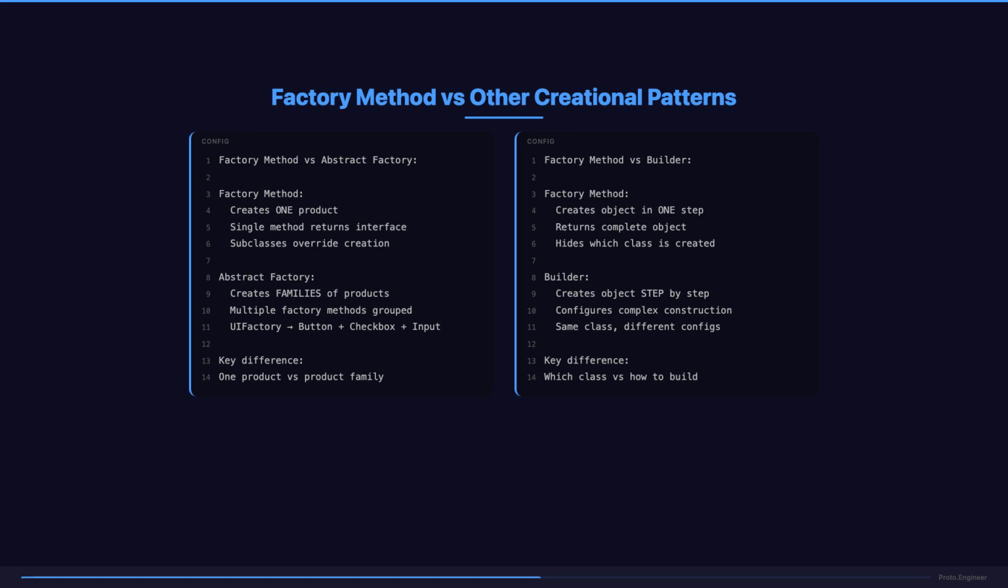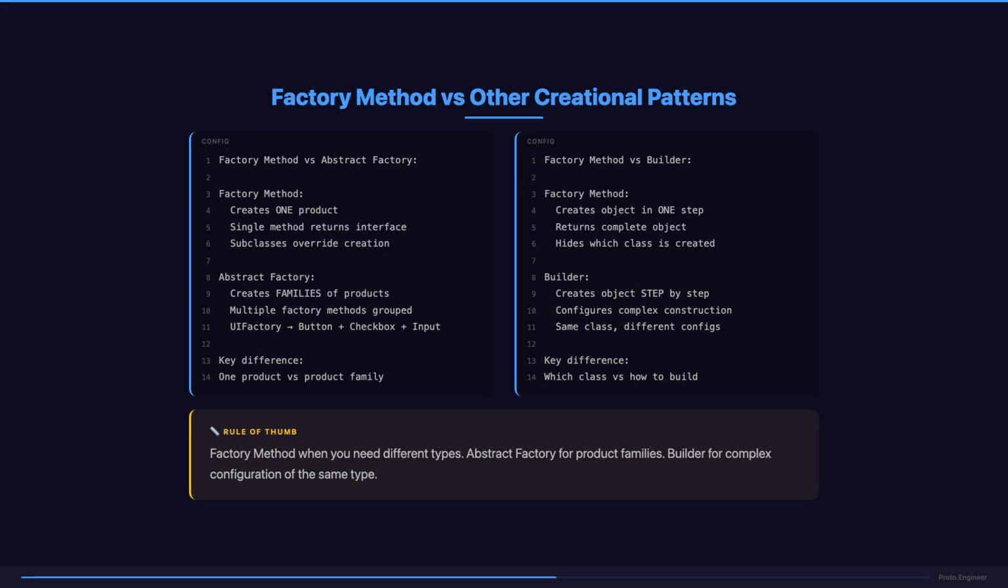Factory method versus builder. Factory method creates an object in one step. It returns a complete object and hides which class is created. Builder creates an object step by step. You call setName, then setAge, then build. Same class, different configurations. Factory method answers which class to create. Builder answers how to configure a complex object.